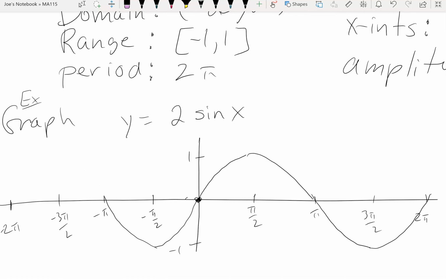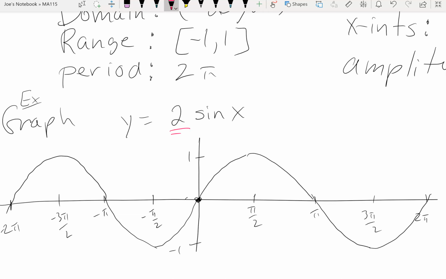That's your original graph, isn't it? Okay.